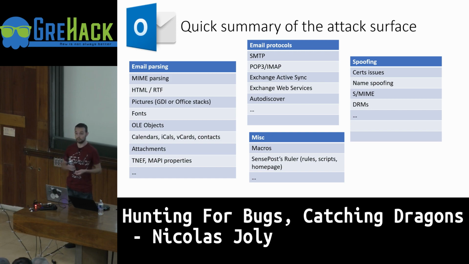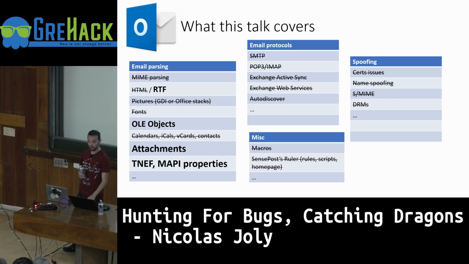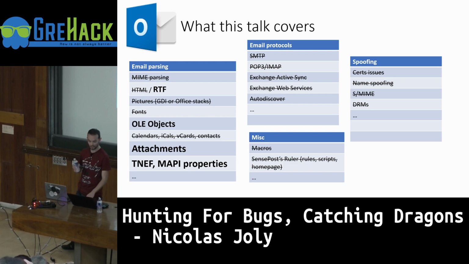So think, for example, of the scenario where somebody would send you an email, and that email would contain macros, and you would be enabling macros. I've never seen that scenario, but maybe it's possible. What I'm going to talk about here, of course, I just have 30 minutes with you, so almost nothing: Audio object, TNF, MAPI properties, and rich text format.